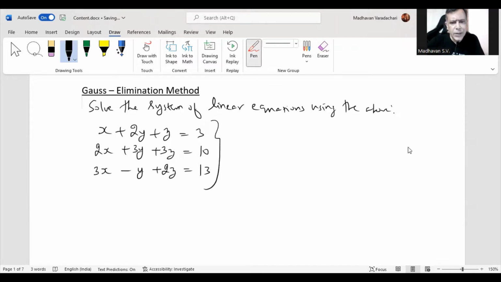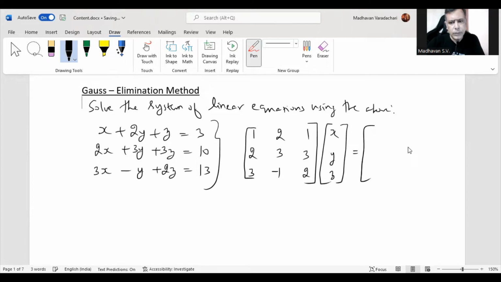These equations in matrix notation can be written with coefficients. We will be writing the coefficient of x in the first equation is 1, second equation is 2, third equation is 3. Similarly for y, first equation it is 2, second equation it is 3, last equation it is minus 1, then 1, 3, 2. This is a matrix multiplied by x, y, z, and that is equated to the matrix 3, 10, 13. We call this matrix A, this matrix X, which is equal to this matrix B.